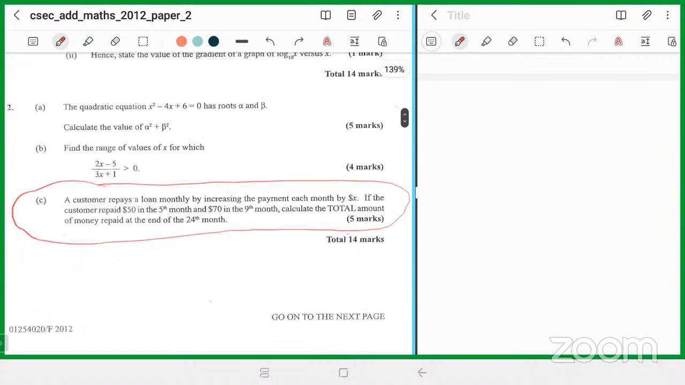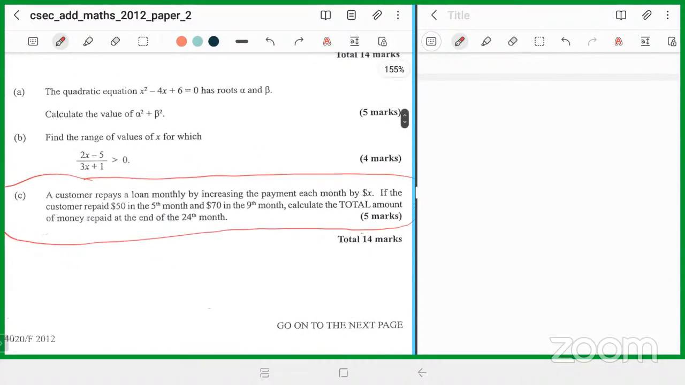All right. Let's see. This one says a customer repays a loan monthly by increasing the payment each month by X. So this is an AP, increasing it by the same amount each month. So this is like a D. All right. It says if the customer paid $50 in the 5th month, that's the 5th payment, you know.